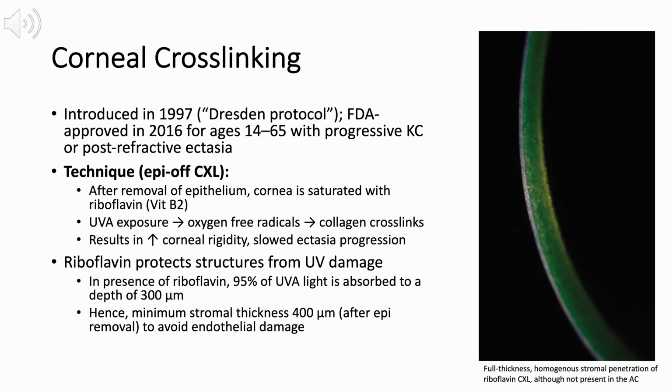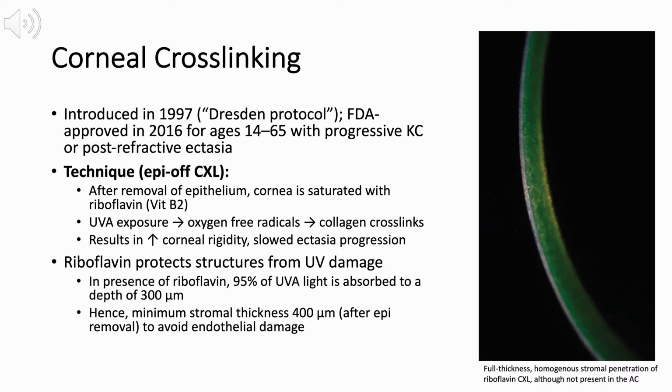Once riboflavin has penetrated the cornea, the eye is exposed to UVA light. The cross-linking occurs due to the interaction between oxygen-free radicals generated by the combination of riboflavin, oxygen, and UVA light, which induce cross-links between collagen fibrils. The outcome is increased corneal rigidity and a slowing of ectasia progression.